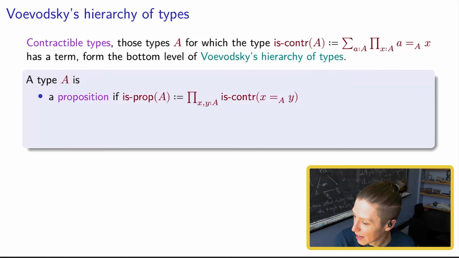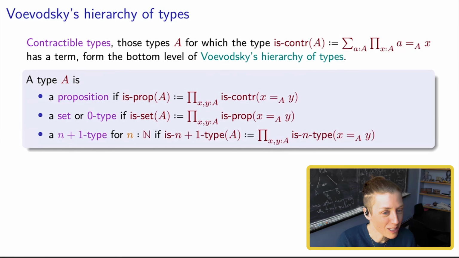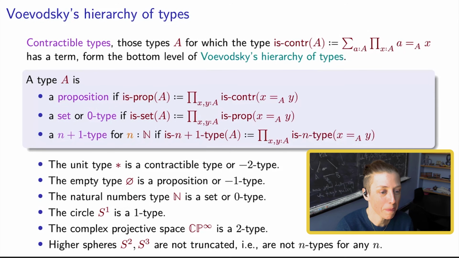So these are giving a filtration on types in terms of their higher structure. A type is a proposition if for all terms x and y, the identity type is a contractible type. And a type is a set if for all x and y, its identity type is a proposition. And a type is an n+1 type if for all x and y, its identity types are n types. And okay, so what is this in practice?